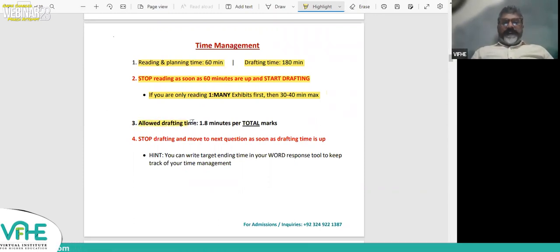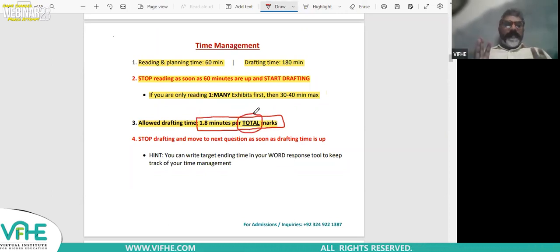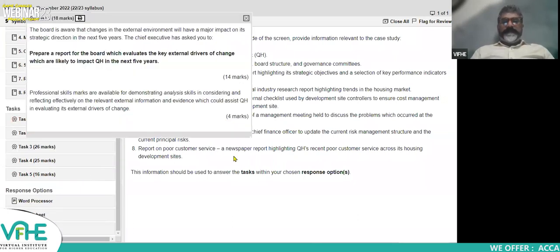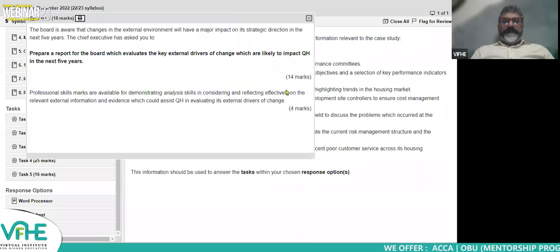Okay, allowed drafting time is basically 1.8 minutes per total marks. This is very important: your planning should be according to 1.8 minutes per total marks, not technical marks, but total marks. What is total marks? The total marks is technical marks plus professional marks. For example, let me go to my CVE platform and open task number 1. It says 14 is technical, 4 is professional. Total is 18. So how many minutes would you allow for this question?